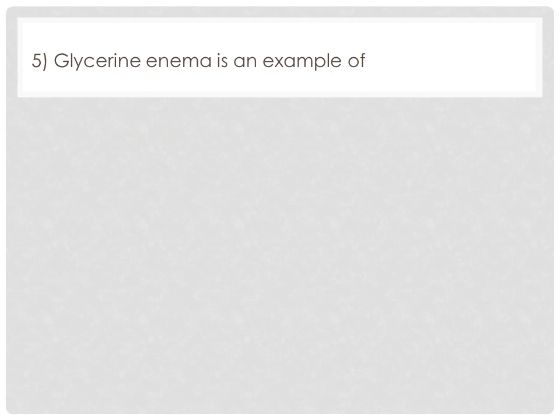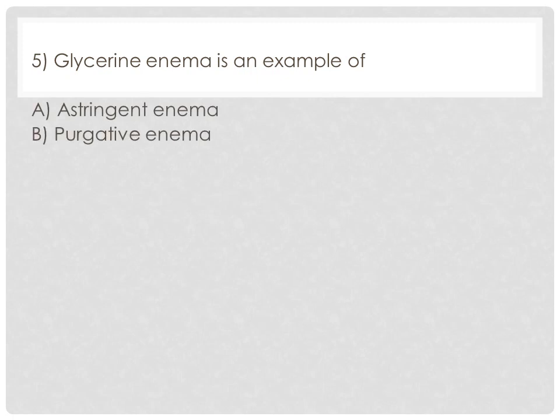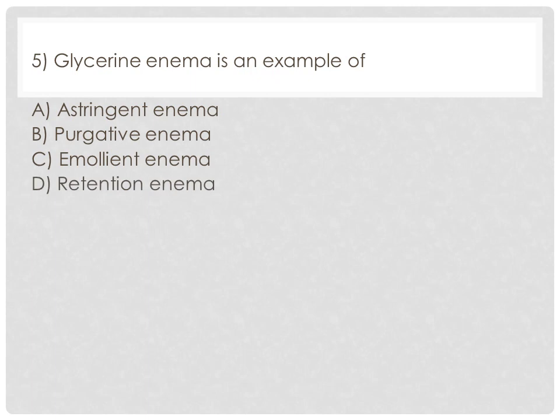Glycerin enema is an example of. The options are A. Astringent enema, B. Purgative enema, C. Emollient enema, and D. Retention enema. Glycerin enema is an example of emollient enema.